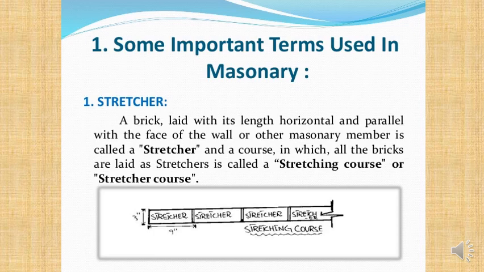So you've got 3 terms you've learned here. Stretcher, referring to the longest length of the masonry block. A course, that is a horizontal line of blocks in a masonry wall. And when it's the long length, the stretcher length that is facing you, that is called a stretcher course or stretching course. So you can see a picture of that down below.